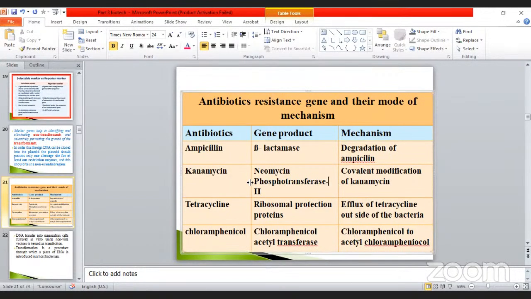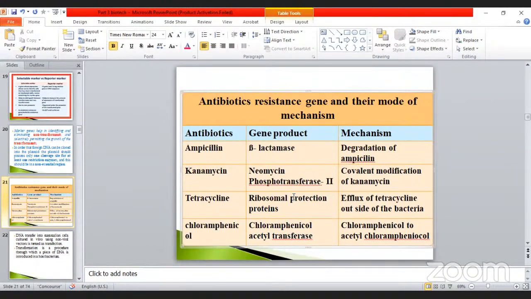Phosphotransferase, what is that? This is very, very important. So what will be the mechanism? Covalent modification of the kanamycins. Covalent bond is a weak bond, isn't it? It can be easily modified with the help of this gene.